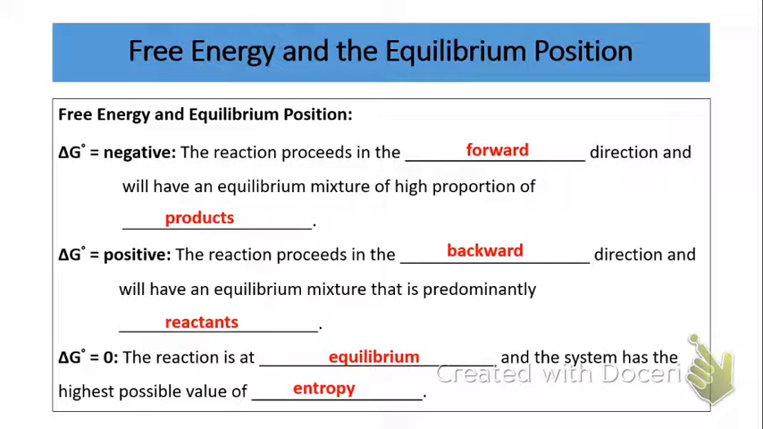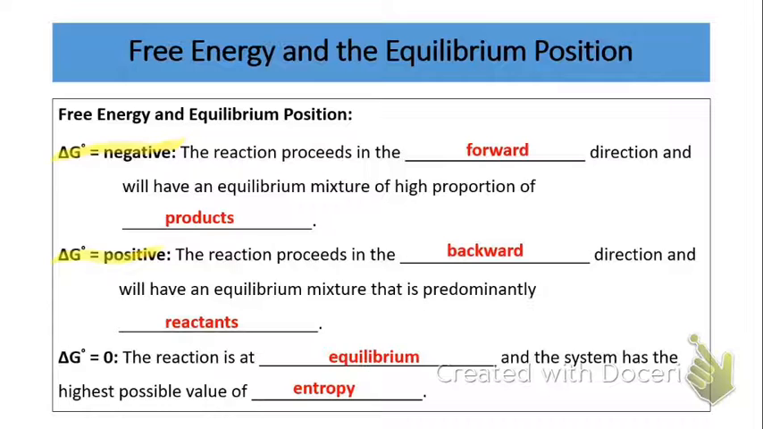For instance, if delta G has a negative value, then the reaction is going to proceed in the forward direction, and we will have equilibrium mixtures of a higher proportion of products. Negative delta G favors the forward reaction. A positive delta G, on the other hand, is going to favor the reverse or the backwards reaction, and the reaction is going to proceed in the backwards direction, and we'll have an equilibrium mixture that is predominantly reactants.